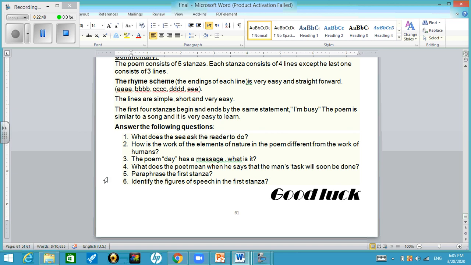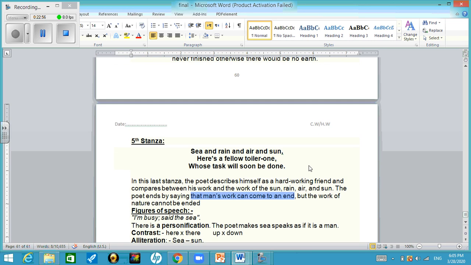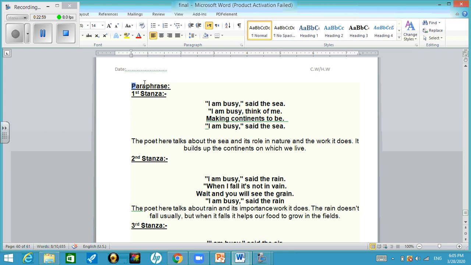Okay. Here, number five, it's asking you to paraphrase the first stanza. So this is the paraphrase we have here. As we said, paraphrase is when you just say or write a small brief about what the stanza is mentioning or what the stanza is saying. Like this one: The poet here talks about the sea and its role in nature and the work it does. It builds up the continents on which we live. So it's your own explanation of the stanza.